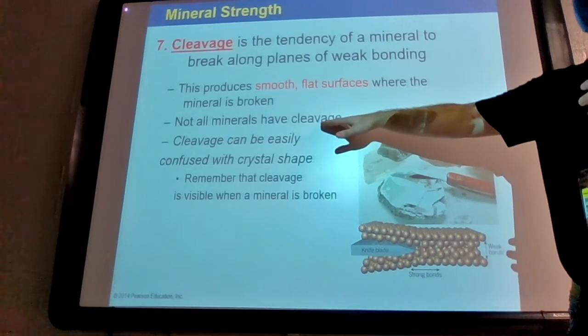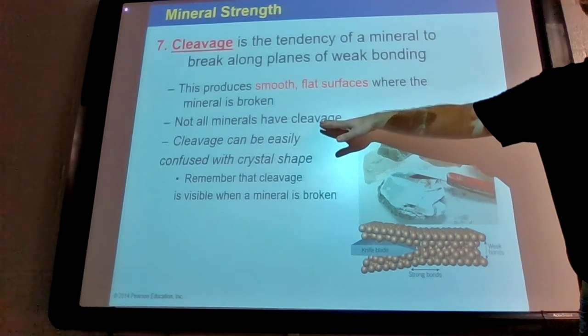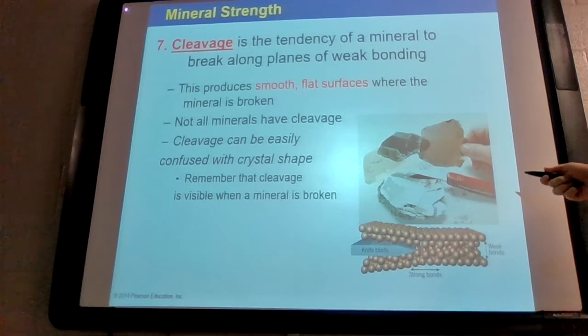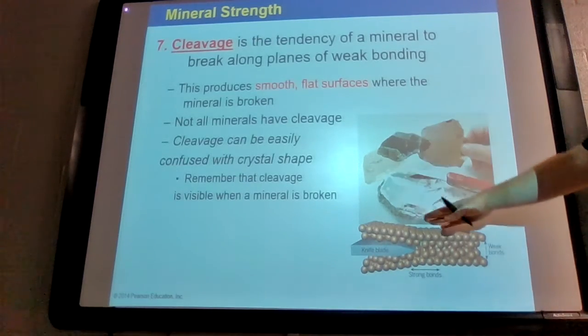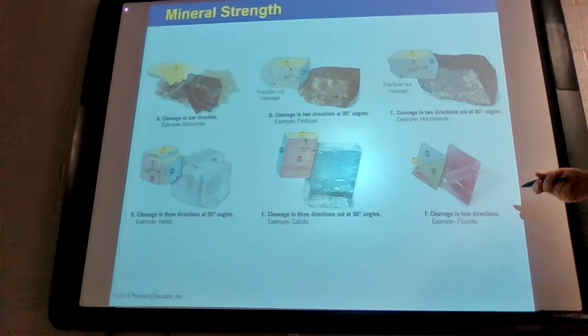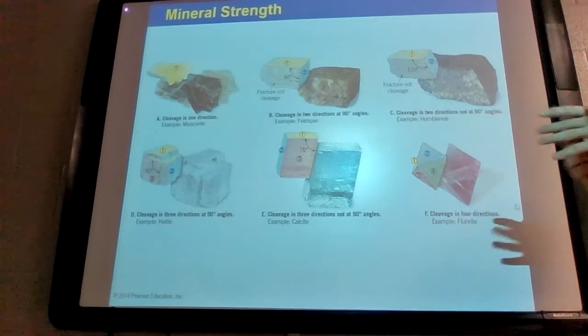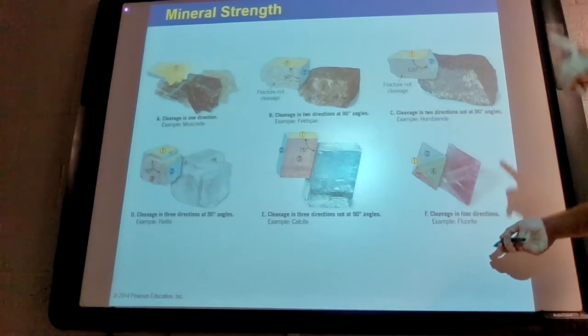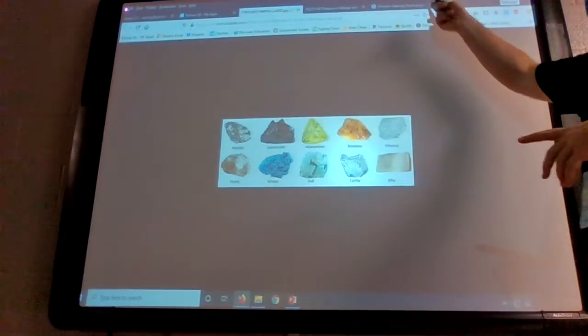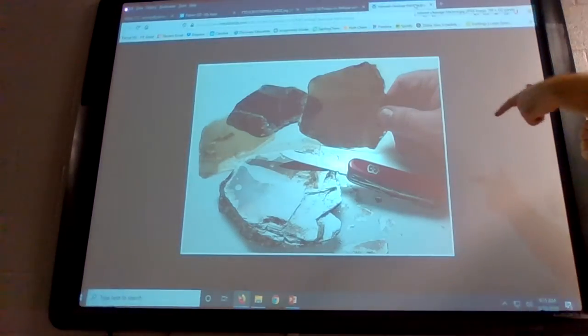Not all minerals have cleavage. In fact, I would say probably most of them don't. None of the metallic minerals have cleavage. It's usually only in your silicate kind of minerals. So here's an example of some of them, and before y'all leave, we'll talk about this tomorrow probably. Before y'all leave, I want to show you, yes.